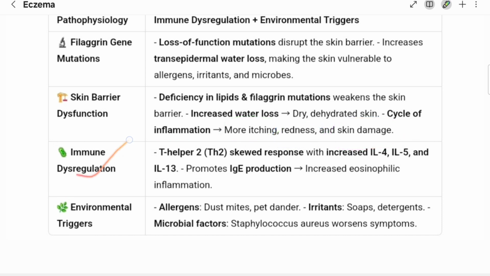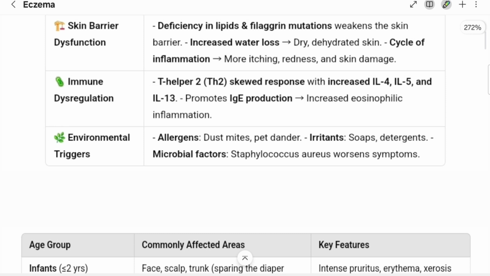There is also immune dysregulation. There is a T helper 2, Th2 skewed response with increased IL-4, interleukin 4, interleukin 5 and IL-13, which promotes IgE production. Increased eosinophilic inflammation. Where there is allergic manifestation, we know that IgE production is increased, so there is eosinophilic inflammation.